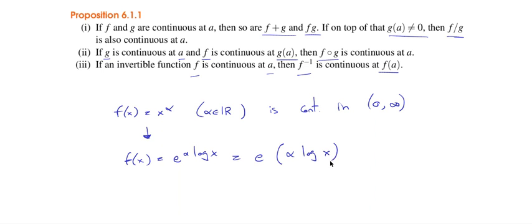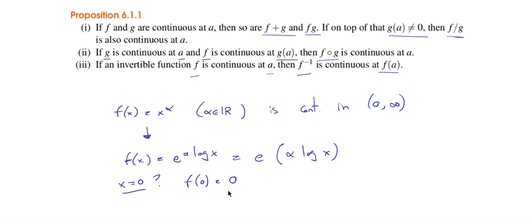Now if this is true, then this is the composition of e with this function, alpha logarithm of x. Both functions are continuous, so that means that this is continuous. Now what happens at 0? At x equals 0, we have to define that f at 0 is 0. Okay, 0 to the alpha is 0.